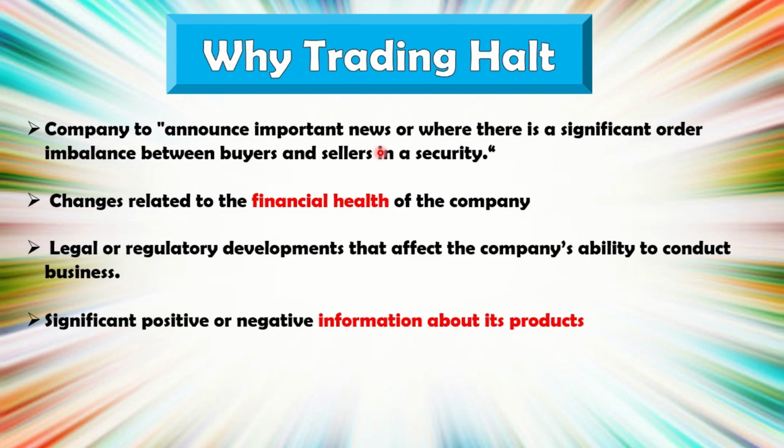And the next information will be significant positive or negative information about its product. Say, for example, a company based on a product. Okay, you can take Tesla as an example. If they are introducing a particular car, a new car with a particular model, some positive reaction may occur and some negative also may occur. In such cases, this kind of halt happens. In some cases, wrong information is continuously coming for a particular product. For this kind of information also, a trading halt will appear.